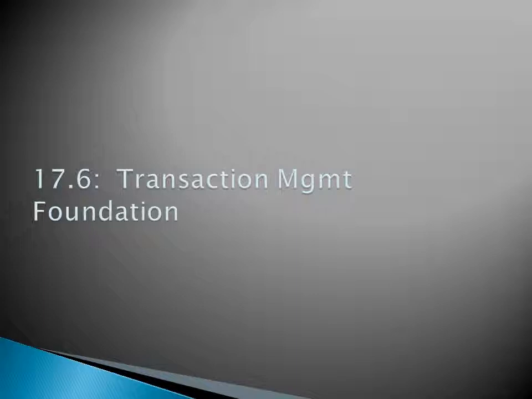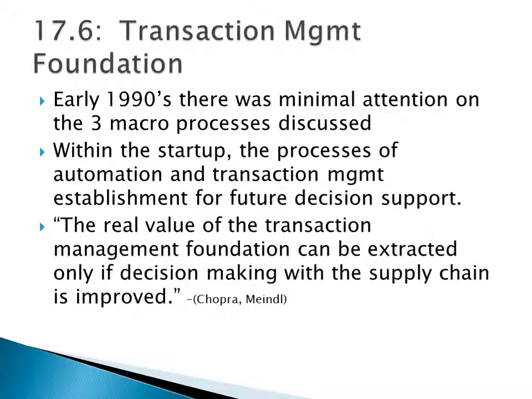17.6, Transaction Management Foundation. In the early 1990s, there was minimal attention on the three macro processes that we just discussed. Within the startup of this foundation, the processes of automation and transaction management establishment for future decision support were the main focus areas. However, as thought of today by the authors of the textbook, the real value of the Transaction Management Foundation can be extracted only if decision making within the supply chain is improved.